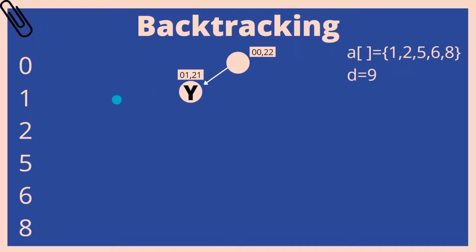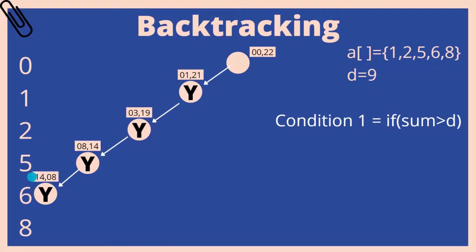So coming to the next element, that is 2, let us include 2 first. So now our updated sum is 3 and the remaining elements total 19. Coming next to 5, if we include 5, our sum becomes 8 and remaining is 14. Next, considering 6, after adding 6 we get 14 and now our remaining is 8.